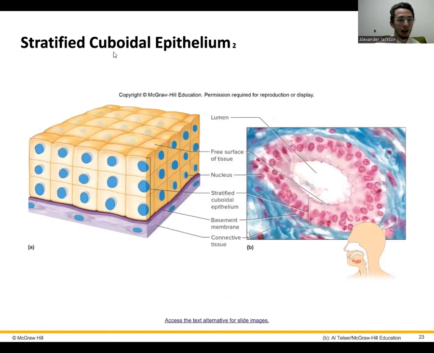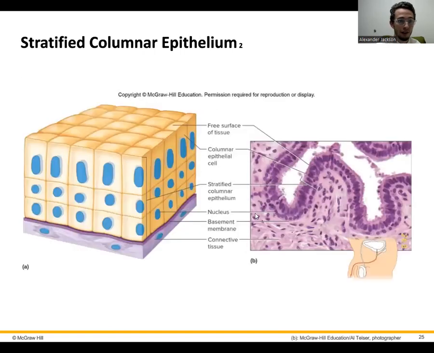Stratified cuboidal. Again, cuboidal means that they've got more space, okay, to make some things. These are still common in your glands, so things that are making secretions, specifically your salivary glands, okay? So salivary glands, they've got a couple layers, they're stratified, but they're also cuboidal cells. They're producing some sort of secretion, okay? So an example would be your salivary glands.